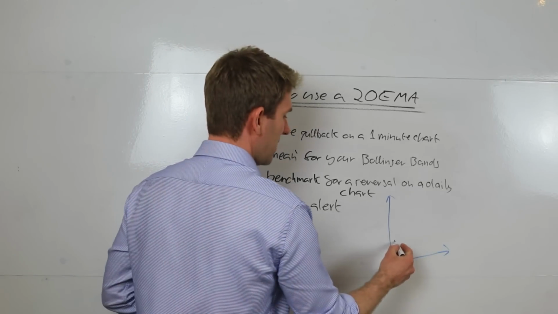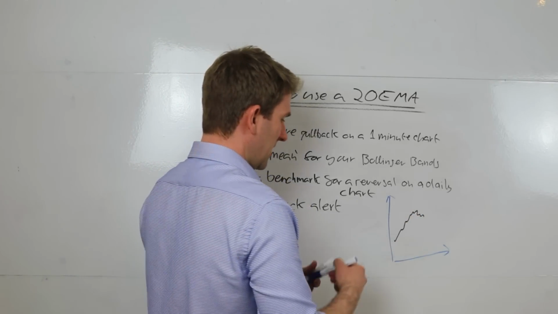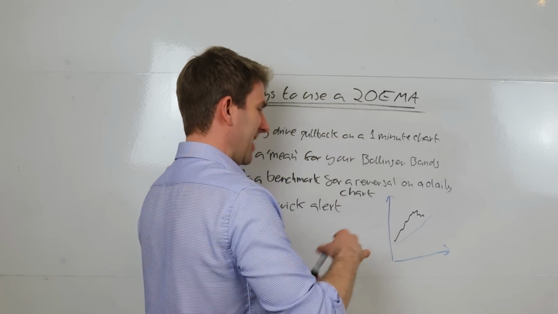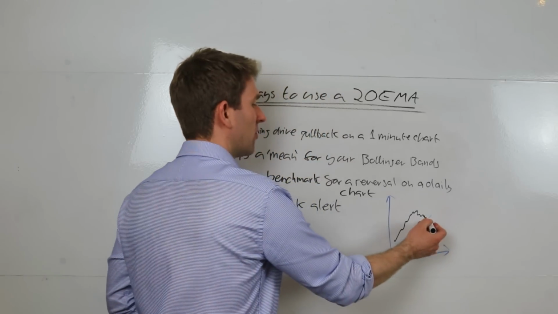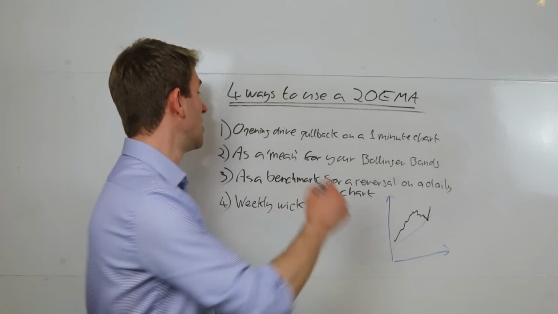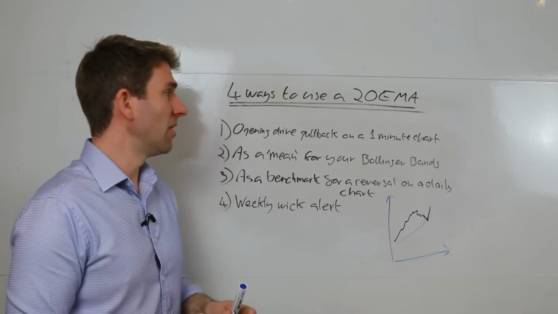So you have the opening drive, it starts to pull back, and often it will pull back to this 20 period EMA on a 1 minute chart, and that's very often a good time to get in for the next drive higher. So opening drive pullback on a 1 minute chart, 20 EMA, good way to use it.